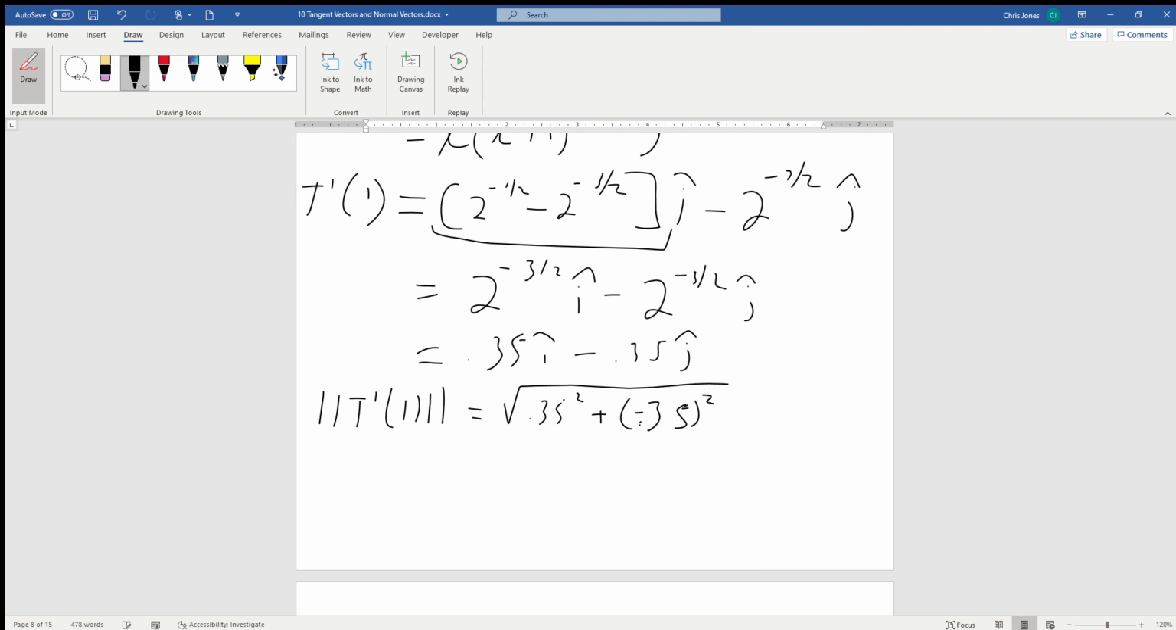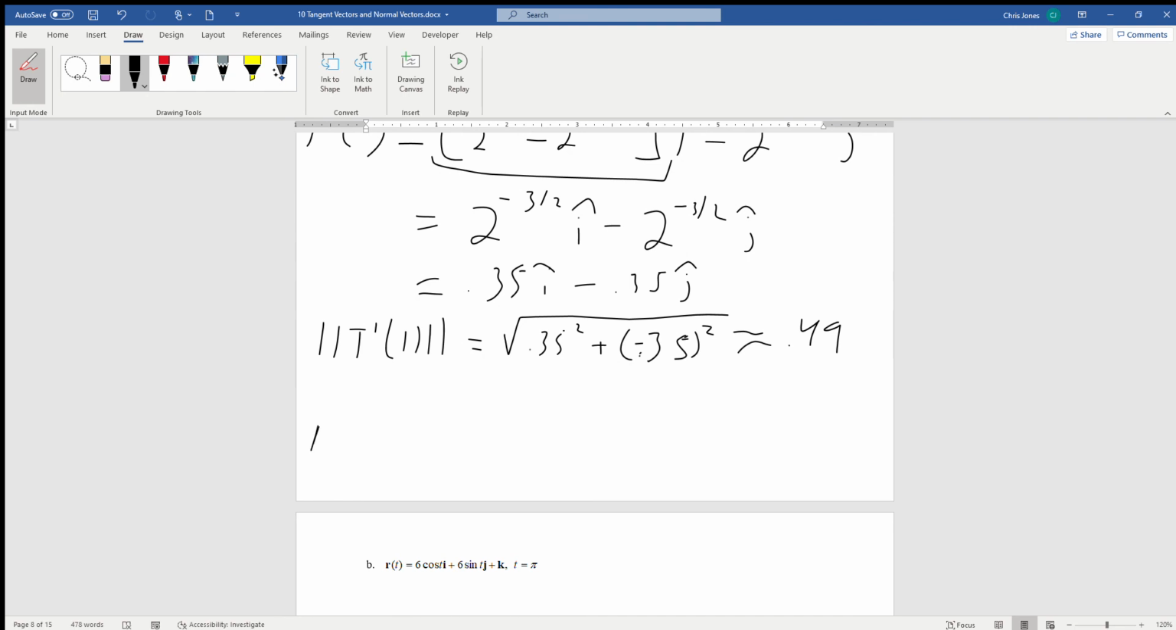So it's a 0.35. And I'm just going to approximate this. All right, so in my calculator, root of 0.35 squared plus 0.35 squared, 0.49 approximately. All right, and then finally we can get N. So N at 1 is going to be equal to 0.35i minus 0.35j divided by that 0.49.